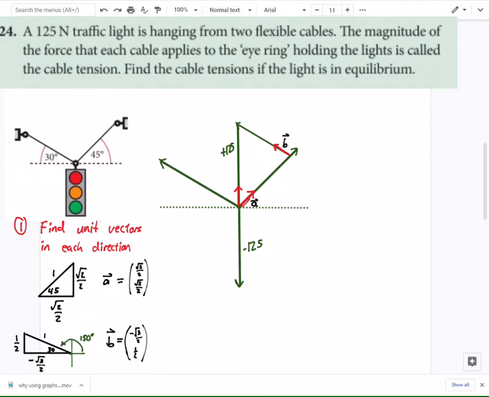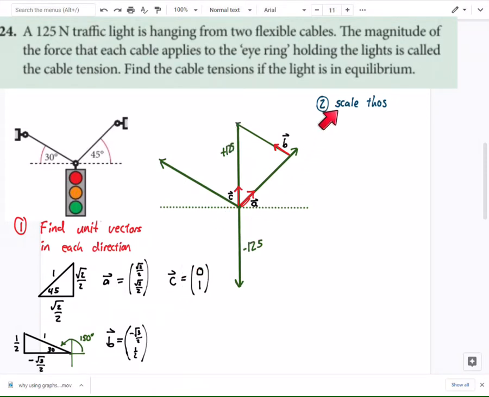Again, that's 1 unit long, and clearly if you add a vector that's 1 unit this way and another vector that's 1 unit that way, that's not going to oppose the 125 newton force. So instead, I'm going to have to scale these up, but I don't know by how much. Sorry, I forgot the vector C, by the way. A unit vector in the direction of C, going straight up, is just 0, 1.